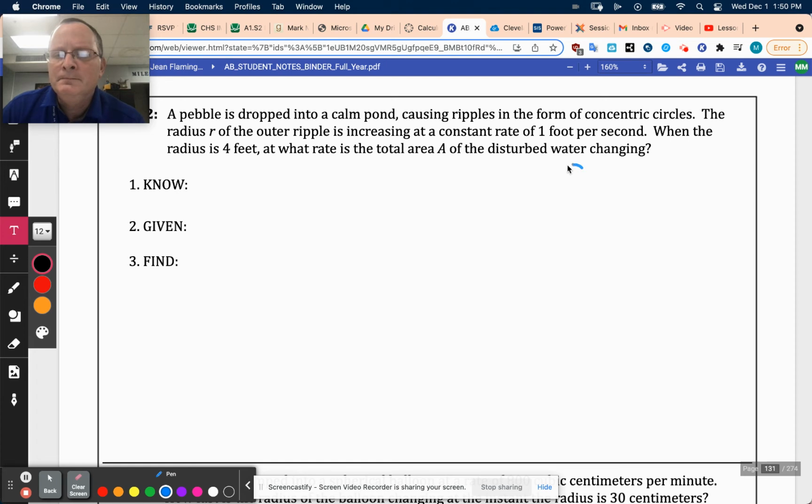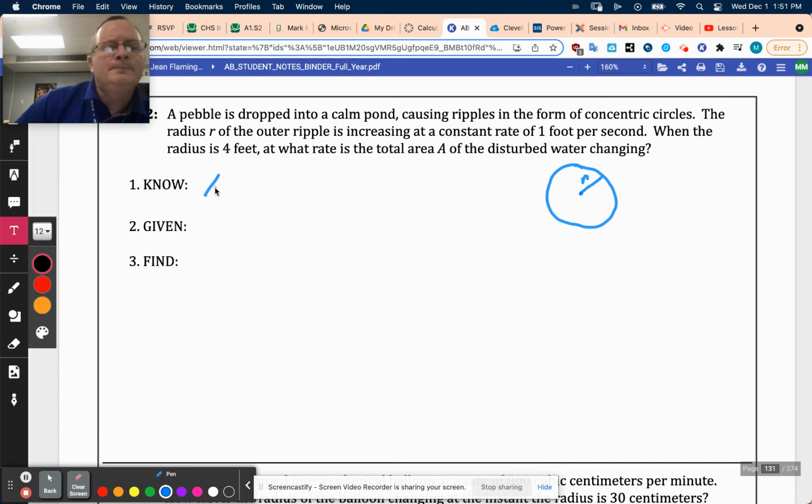All right, so we've got a circle that looks terrible, and we're dropping the pebble in, and so the circle is increasing because this radius is increasing. All right, that looks wonderful. It's a potato. And so we know the formula for the area of a circle, which you've known for a long, long time: A equals pi r squared.